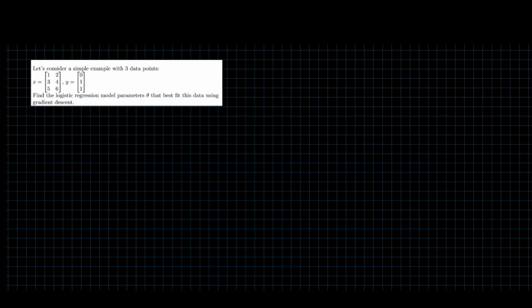So we're told to find the logistic regression model parameters that best fit this data using gradient descent. The logistic regression model is dependent on two formulas. The first one is the sigma function, which gives us h theta x, where x is a data point. In this case, we have three data points, 1, 2, and 3, and it equals 1 over 1 plus e raised to the power negative theta transpose times x.